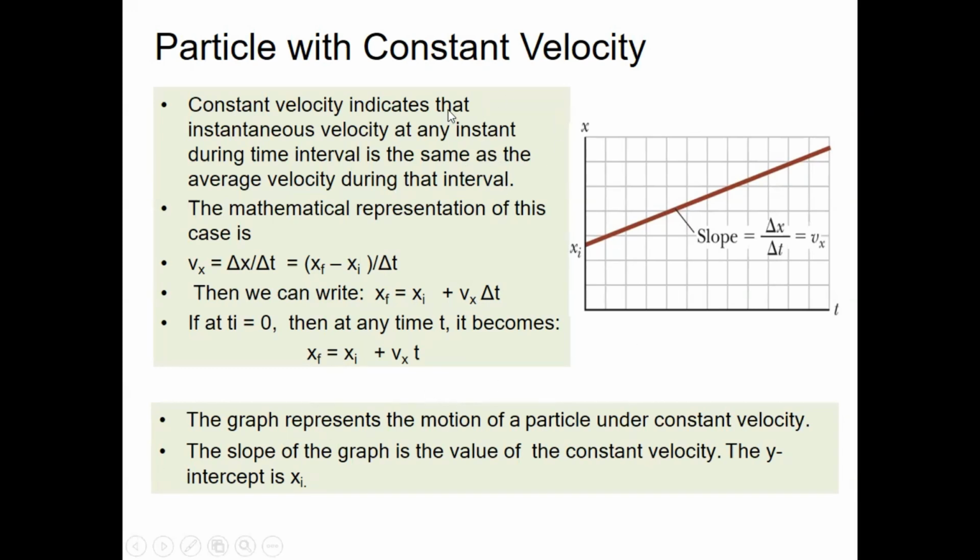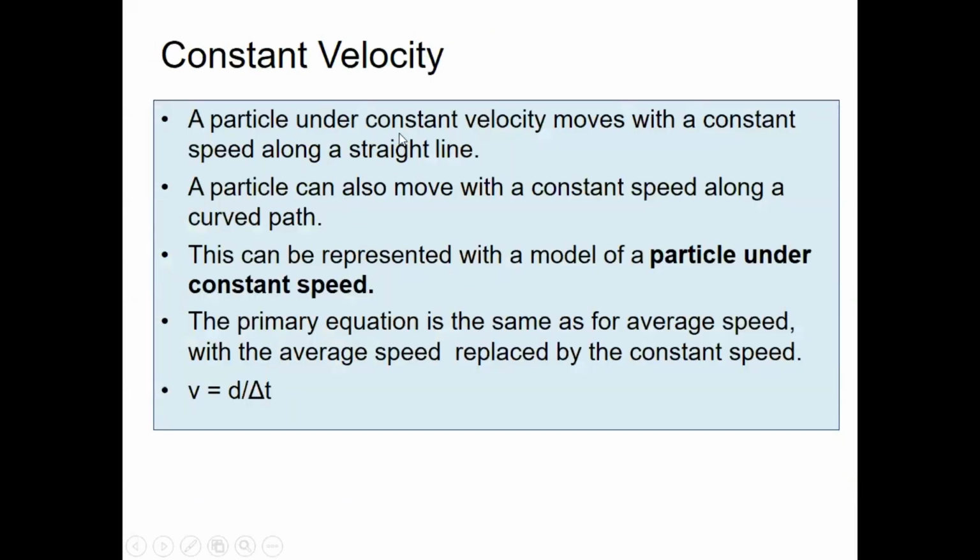So what we want to emphasize here is that the particle which is moving with the constant velocity is shown as a red marked line. Then the slope of this graph is the value of the constant velocity, and the y-intercept is xi, which is the initial value of the position at time t equal to 0.